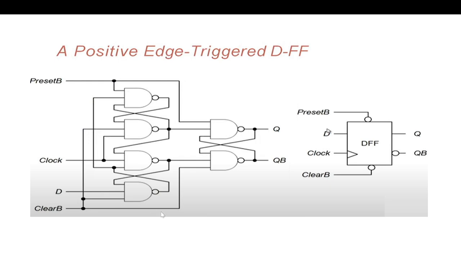The next is the D flip flop, which you can see is edge triggered, and here there is no bubble, so it is a positive edge triggered D flip flop. This is just the internal gate level circuit of this D flip flop. It has the clear and preset signals.